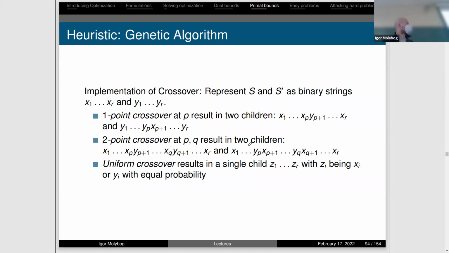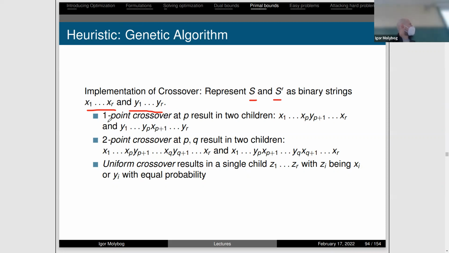The implementation of crossover is even more variable. A couple of important examples are the 1-point crossover, 2-point crossover, and uniform crossover, just because it's something that we commonly observe in biological systems. So given two members S and S dash, we can represent them as binary strings, obviously, the X string and the Y string. It doesn't have to be binary, but it's easier to think about them as binary.